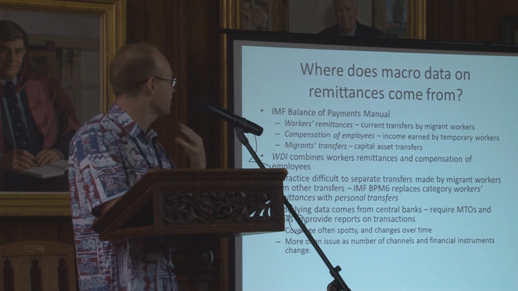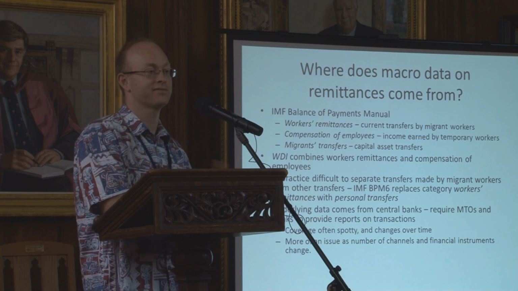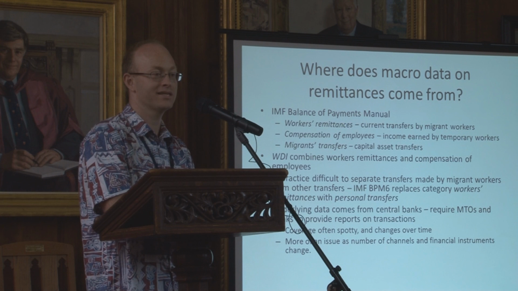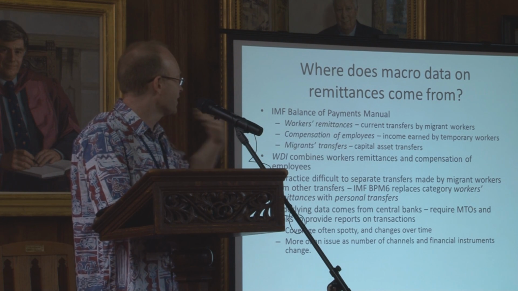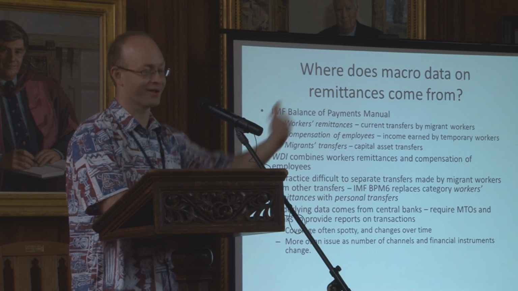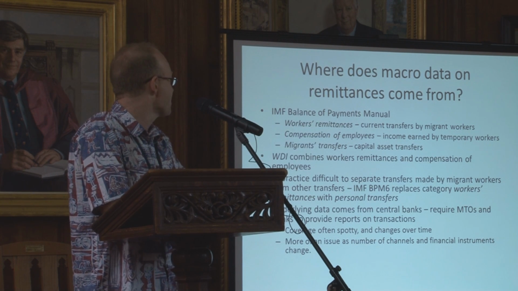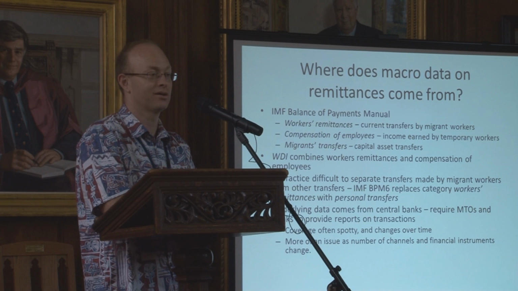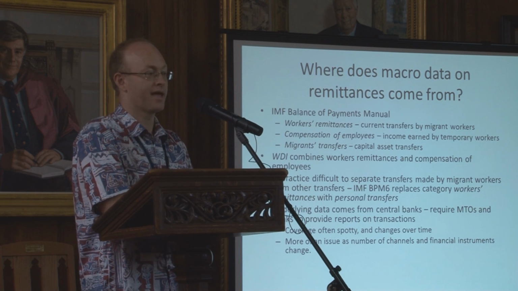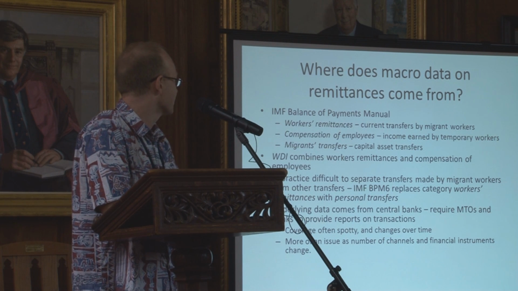So they've had this category of workers' remittances, which are current transfers by migrant workers. They've had this category of compensation of employees, which is meant to be income earned by temporary workers. And so you've got to somehow distinguish who's a temporary worker versus a migrant worker. And then they've got capital asset transfers. So when a migrant moves from one country to another and takes a bunch of capital with them, they're counting that flow as this third category.